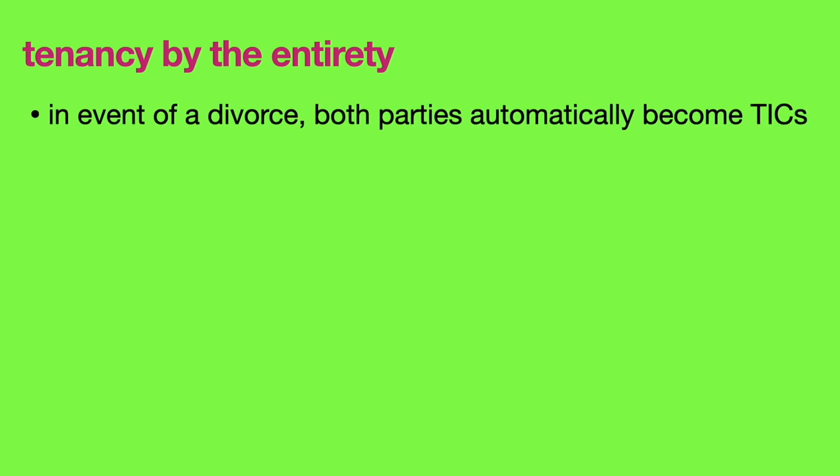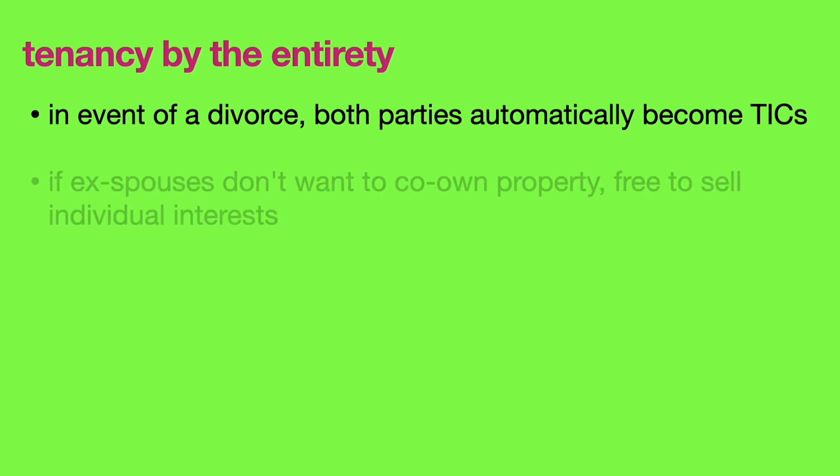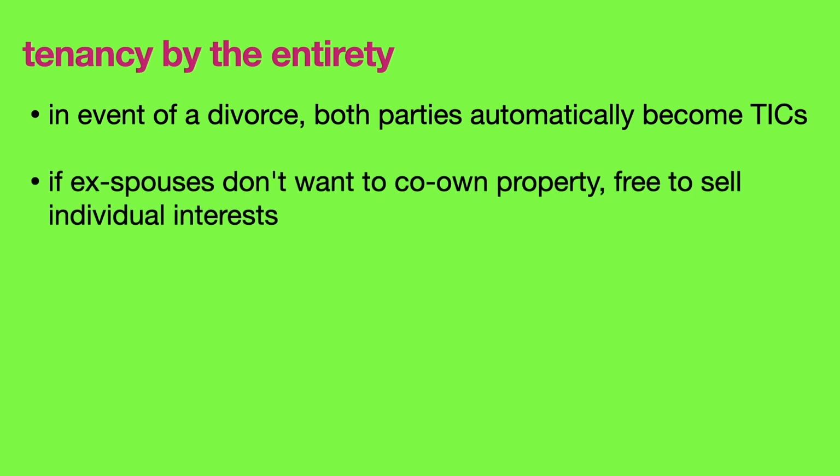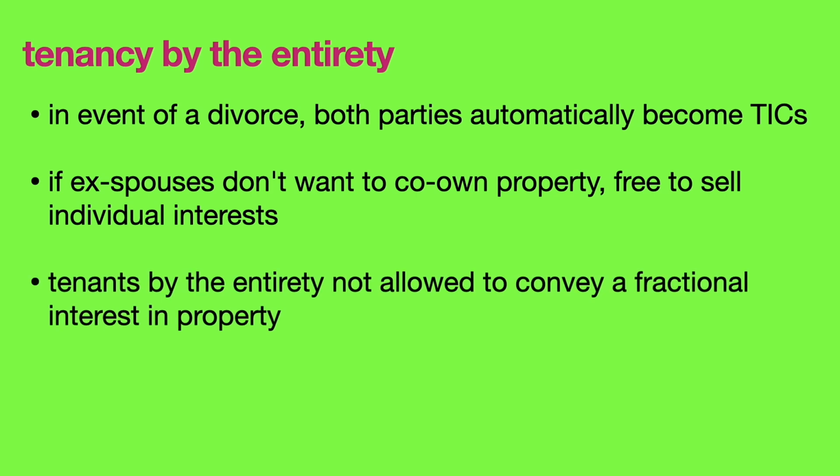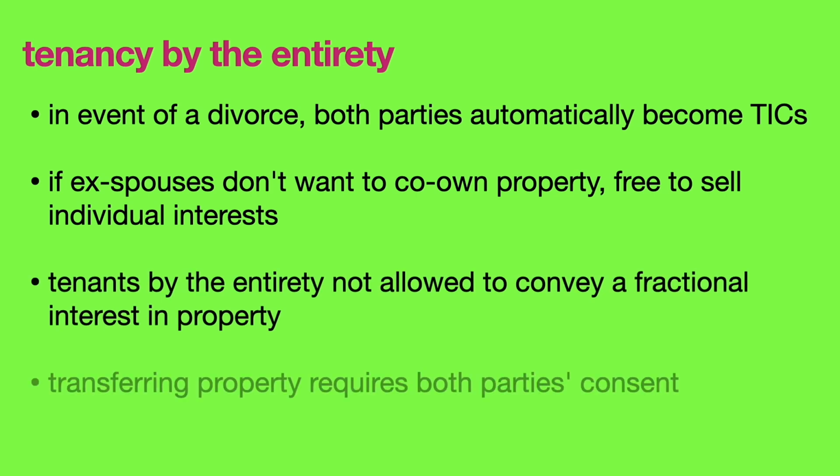Since tenancy by the entirety is inherently based on the owners being married, in the event of divorce, both parties automatically become tenants in common. If the ex-spouses don't want to co-own the property, each is free to sell their individual interests. Tenancies by the entirety are not allowed to convey a fractional interest in the property. Transferring the property requires both parties' consent.